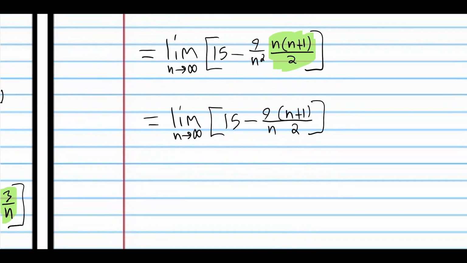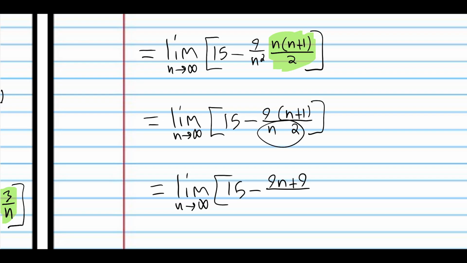So now we have 15 minus, and then we're going to distribute. 9 times n plus 1 is 9n plus 9, and 2 times n is 2n.